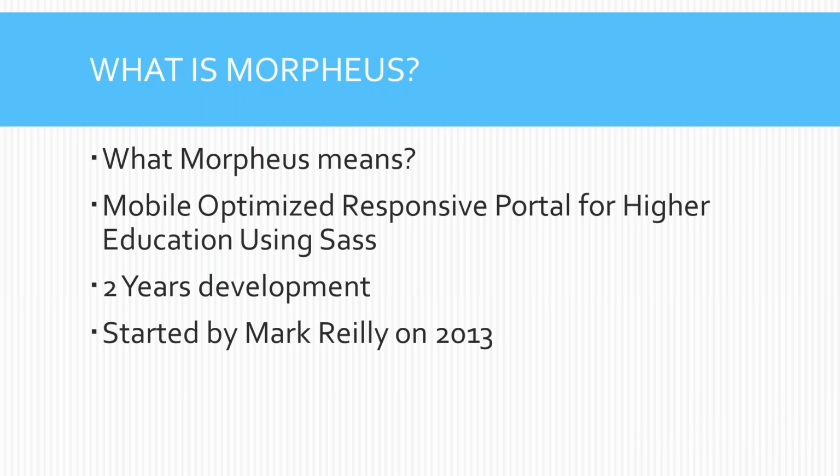What is Morpheus? First of all, Morpheus is a mobile optimized website portal, the acronym, but basically it is a way to make it possible for every single person with every screen size to visit Sakai, browse it, navigate it, and be able to do whatever they were doing before the change in Sakai 10. It's been developed for 2 years now. It was started by Mark Relly. He left New York University, and Uday and I took over.